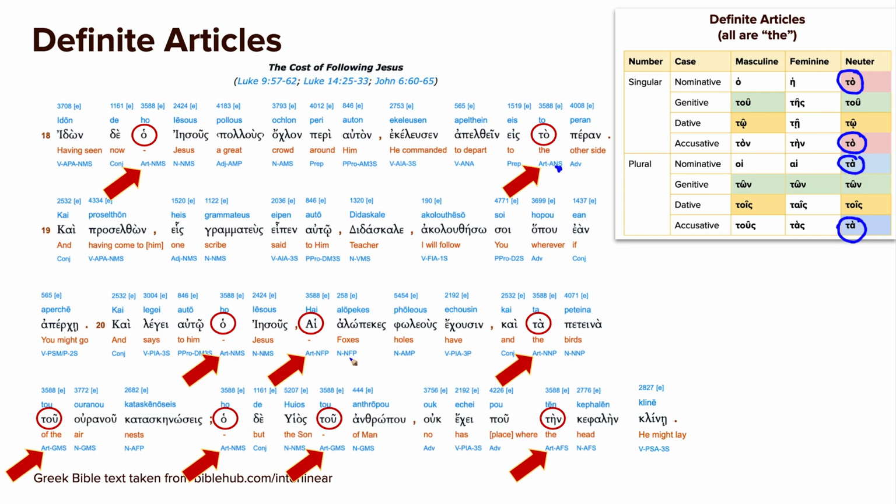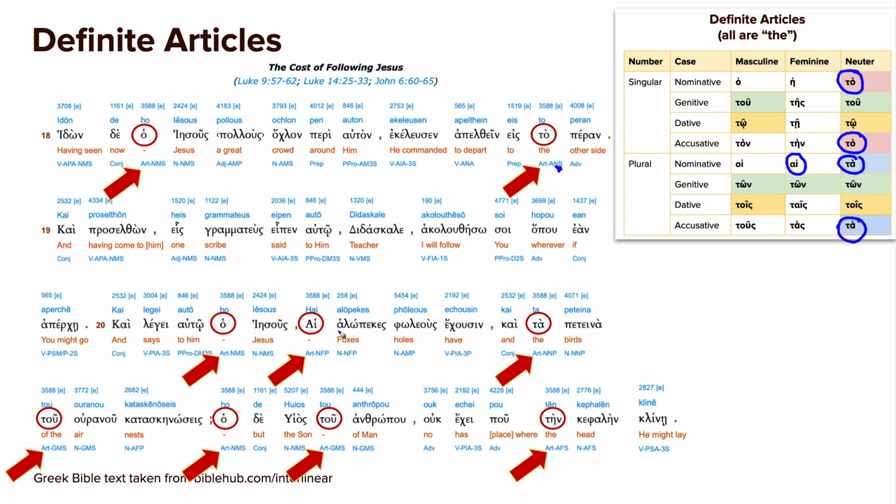Foxes is feminine, and it's nominative here. Foxes have holes. That's the subject. So here we have hai, right? So we have hai over here. And notice the rough breathing mark, just as it's ho, we have hai. And also feminine singular is he. Obviously, you don't have a rough breathing mark or a smooth breathing mark with a neuter because it starts with a consonant. All right, let's look at the next one.